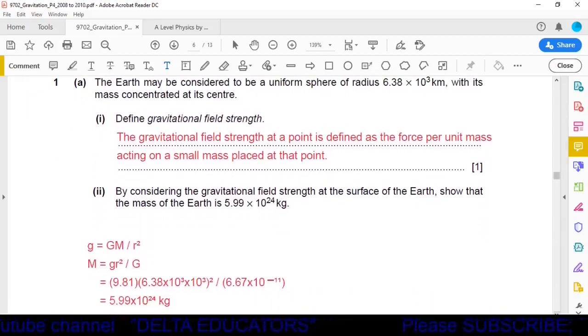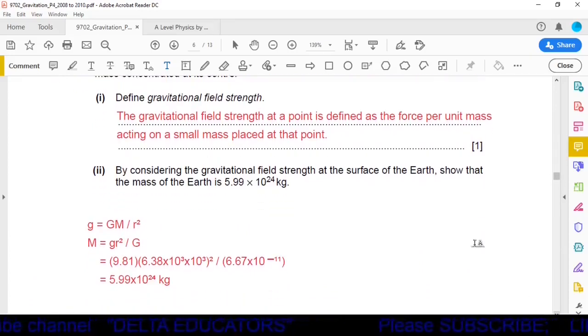Okay, next part. By considering the gravitational field strength at the surface of the Earth, show that the mass of the Earth is 5.99 × 10^24. The gravitational field strength is given as g = GM/R². So M will be equal to gR²/G.